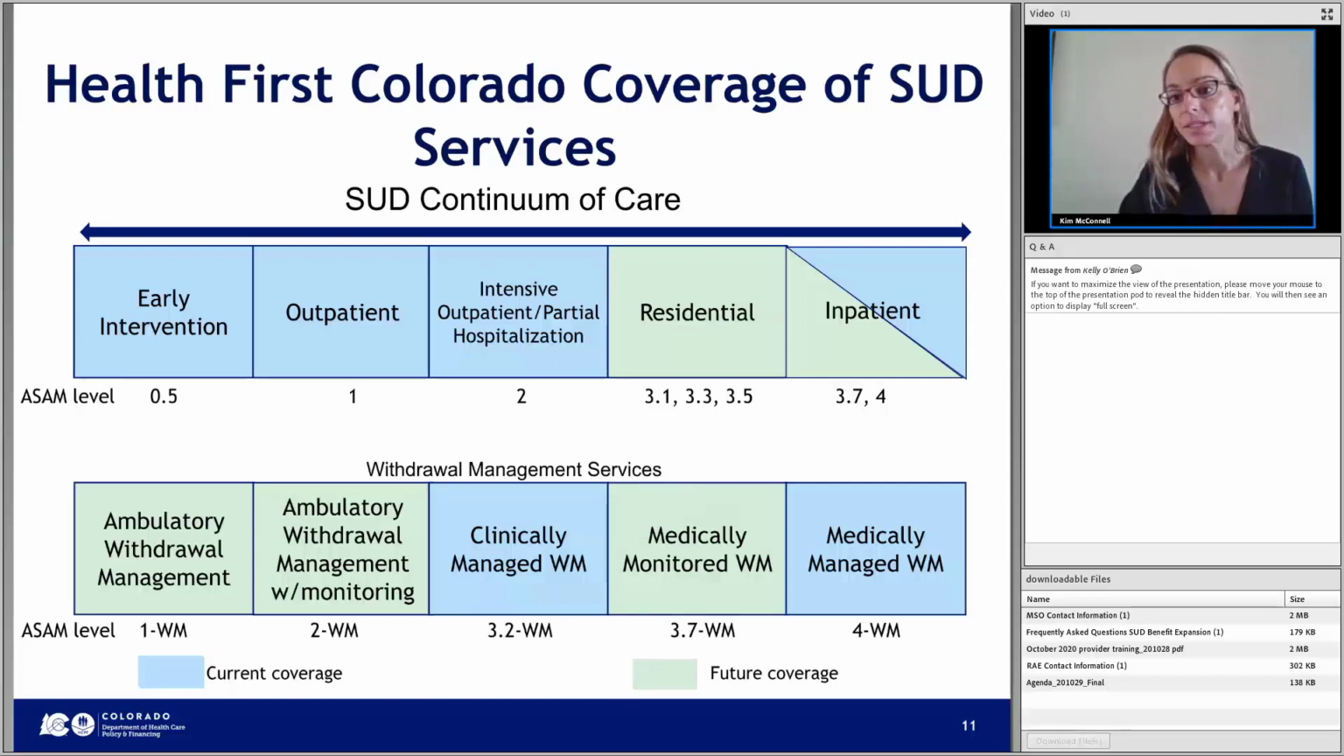Lauren, I see a question from you. What is Health First Colorado? It's Colorado's Medicaid program. Yep, that is what we call it.